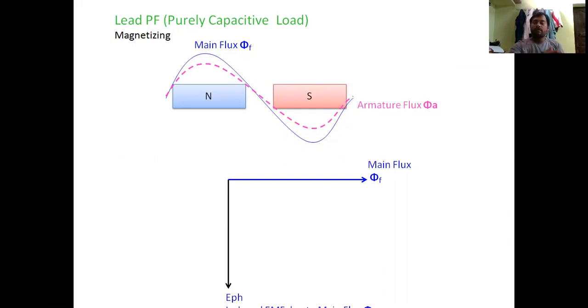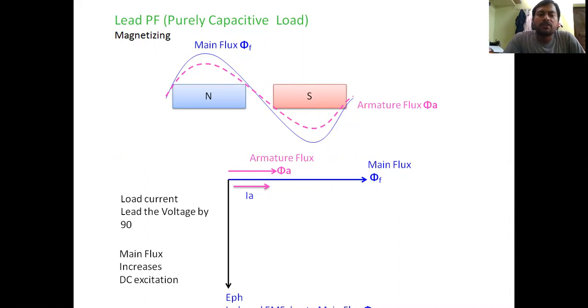So induced EMF is exactly 90 degrees lagging with the main field flux in the armature, and IA will flow in the same direction as the main field flux as it is a purely capacitive load. So the armature flux also will be in the direction of the main field flux. That's why the total armature flux and field flux are adding in nature. That adding is nothing but magnetization. These are the three effects because of the armature reaction in the alternator.